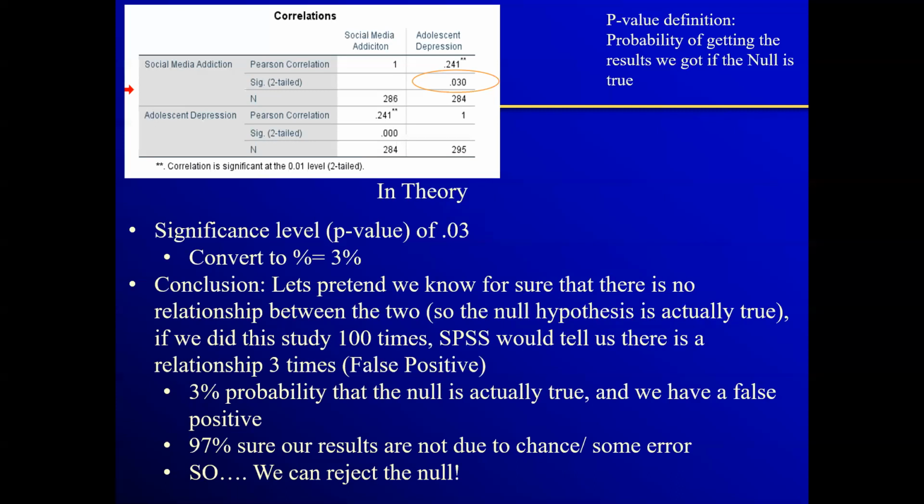It's saying 3% of the time, the null is actually true, and this is a false positive result. These results are actually wrong, and the null is true, but only 3% of the time. And because we have that cutoff of 5% or 0.05, we say, hey, we're okay with being wrong 3% of the time here.